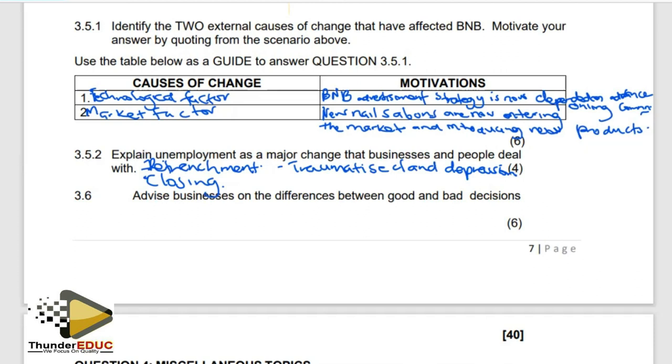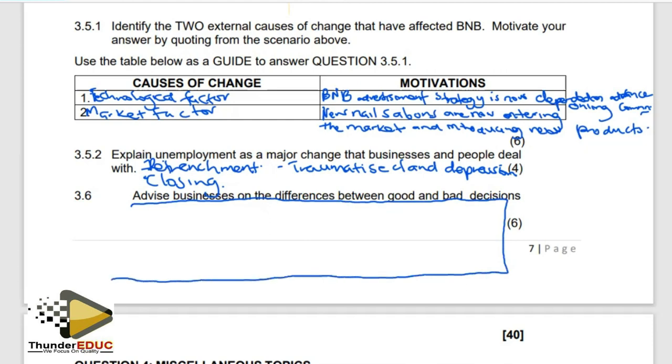Let's look at question 3.6. It talks about differences between good and bad decisions. Future managers, you are supposed to carry out good decisions. Before you make any decision, you are supposed to make a decision that is worth taking. What is a good decision? What is a bad decision? Differences should always be written in tabular form.